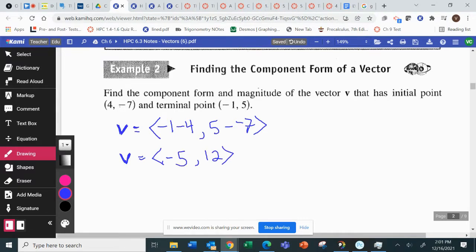So I hope that was enough time to do the component form. You subtract x2 minus x1, negative 5. Subtract y2 minus y1, 12. Questions?